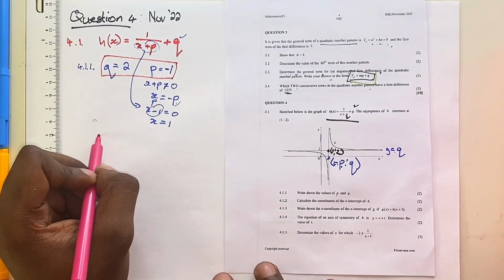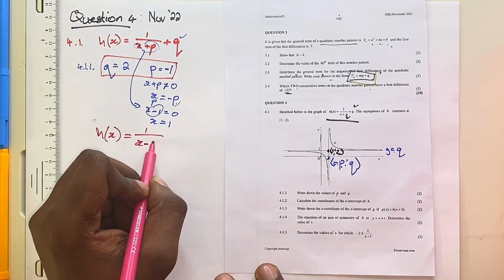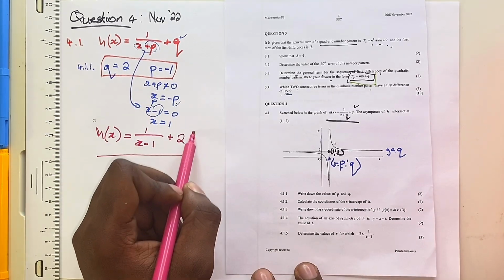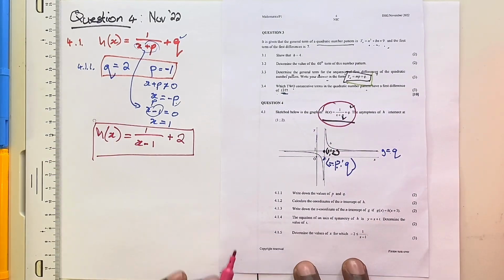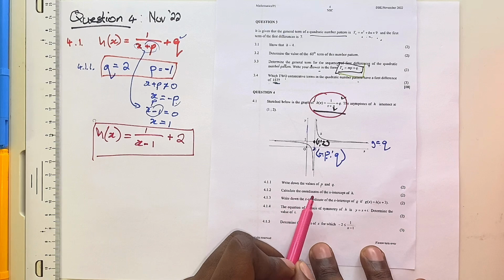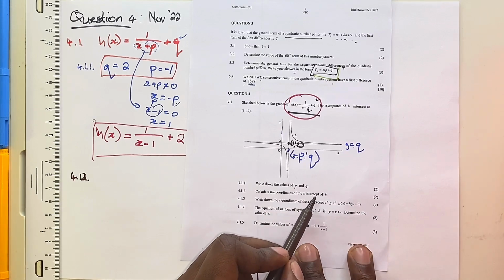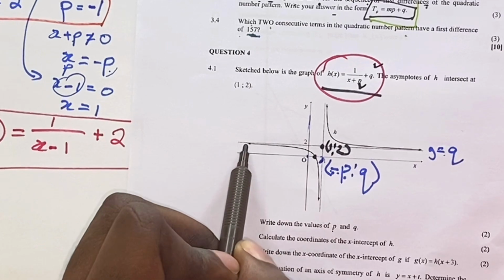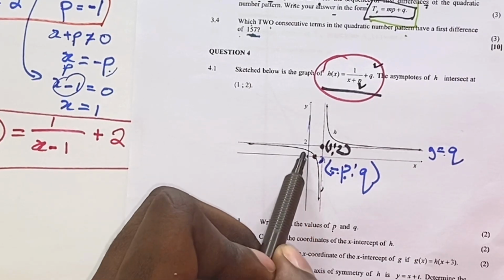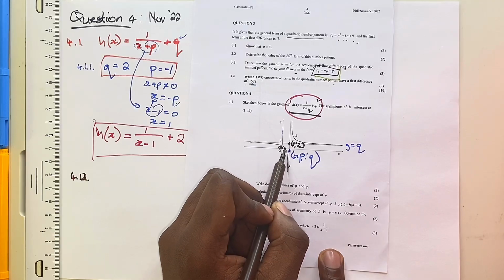And now that I have that, let me update the formula for h. So now we have 1 over x minus 1, because p is minus 1, plus q, and our q is equal to 2. And that there is our formula for our hyperbola. Now going from there, we have 4.1.2 that says calculate the coordinate of the x-intercept of h. Now to calculate the x-intercept of h, we want the point where our graph of h cuts the x-axis. You can see that the y-coordinate is 0 while the x-coordinate is something. So if we make our y 0, then we'll find our x.